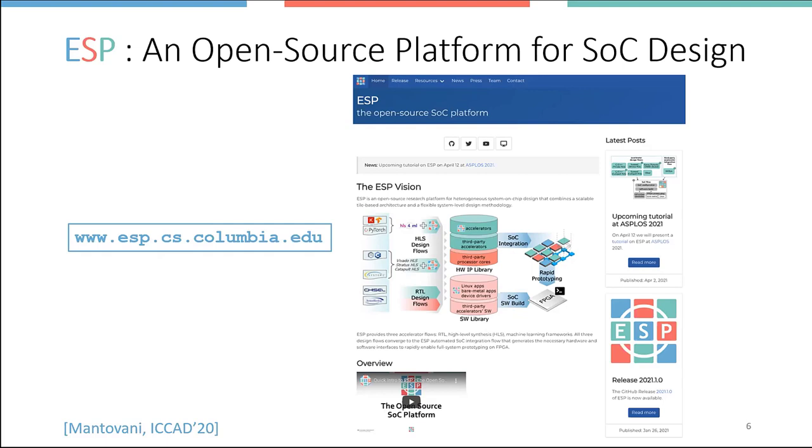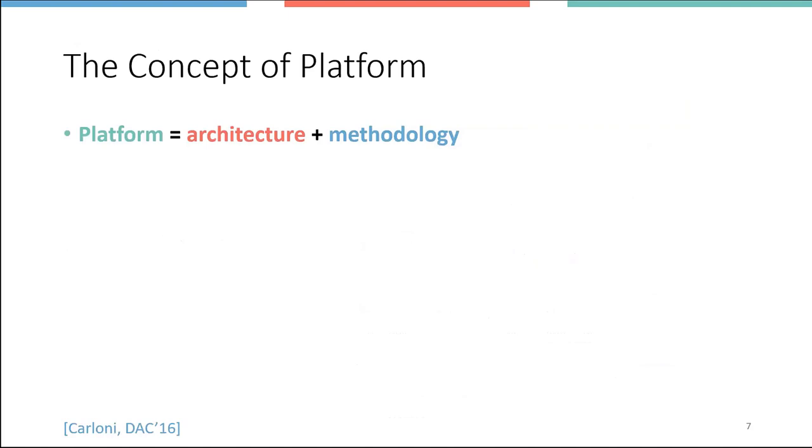So it does not dictate one particular language or one particular tool. We try as much as possible to be very flexible. As we are flexible in the architecture, trying to integrate different components, we are trying to be also flexible in the methodology. And so this brings me to the two most important words, really, that combine, give you the concept of platform. For us, a platform is the combination of an architecture, a computer architecture, and a computer-aided design methodology. In particular, the architecture, as you'll see in ESP, is a scalable architecture, and the methodology is a flexible methodology.